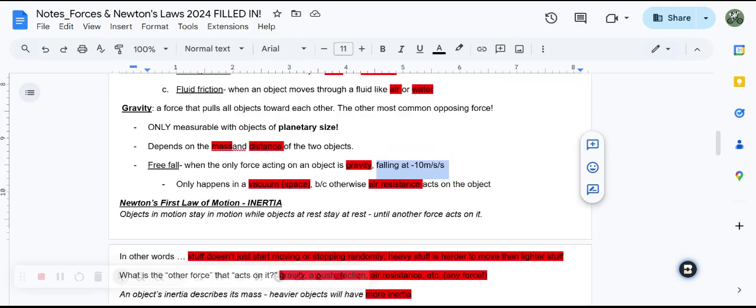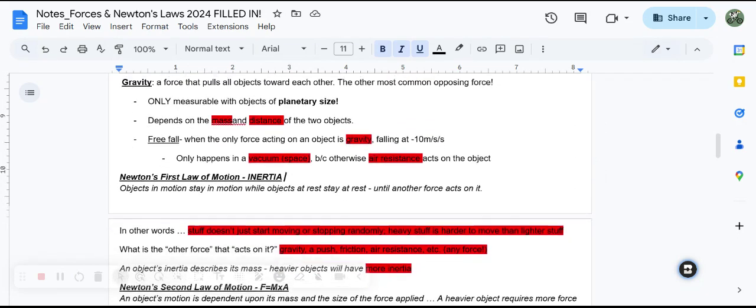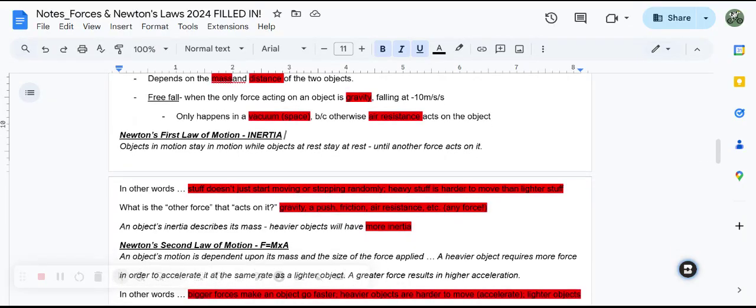So all objects on Earth in true free fall, meaning no air resistance, will accelerate towards the Earth at minus 10 meters per second per second. The actual number is minus 9.8, but minus 10 is just a lot easier. So when we get into Newton's laws, these sound complicated, but in reality, they're really, really simple.